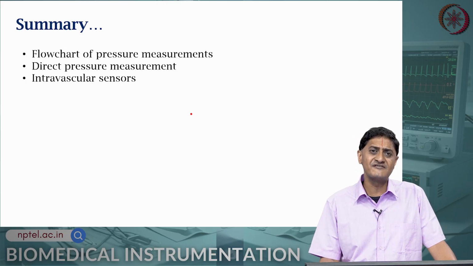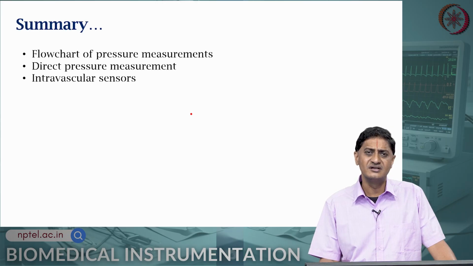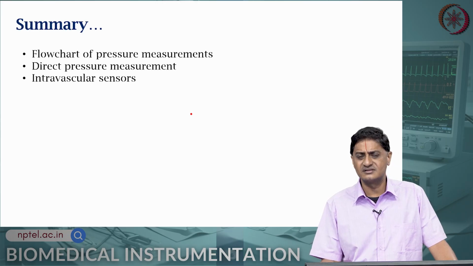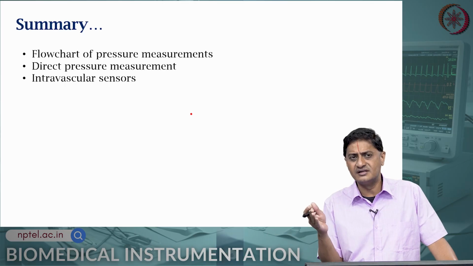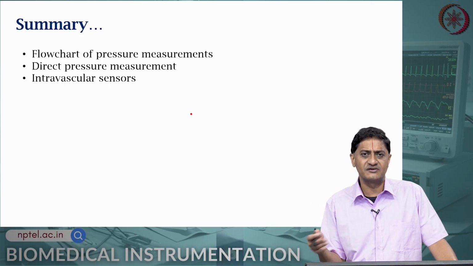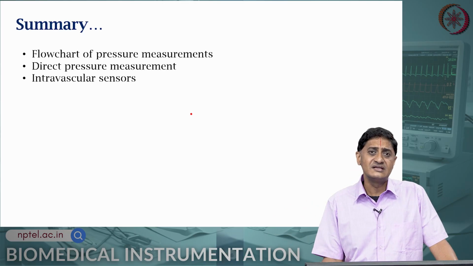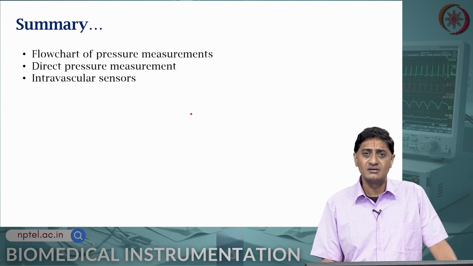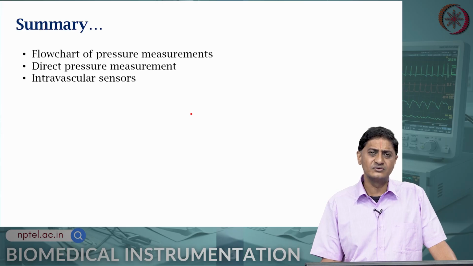The advantages and disadvantages of using the various types of sensors, intra versus extra, direct versus indirect, we looked at, because direct is an invasive procedure. You do this only when you absolutely need it. You do this in an ICU, you don't do this for an outpatient, for example. And we gave an example of an intravascular sensor. We will continue this discussion in a future video.